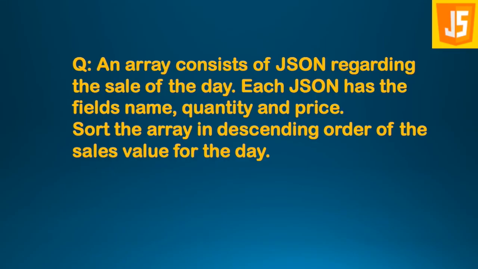An array consists of JSON regarding the sale of the day. Each JSON has the fields name, quantity and price. So product which was sold, the quantity and the price. Sort the array in descending order of the sales value for the day. So what will be sales value? Quantity into price. So on that JSON, we would sort the arrays in the descending order of the sales value.